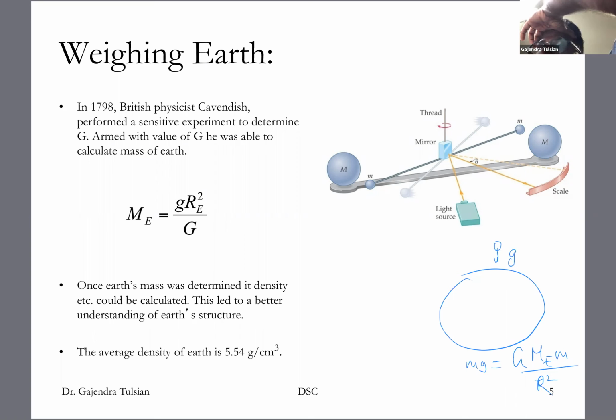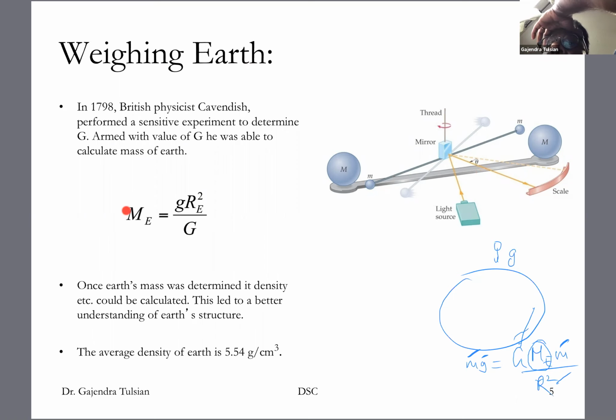Now the radius of the Earth was known. The mass that's falling down is known, and G was measured. So once the gravitational constant was measured in 1800, this is known, this was known a long time ago. And as soon as G was measured, suddenly you know the mass of the Earth. That's why this experiment is called weighing the Earth, because once you figure that out, you can calculate the mass of the Earth.